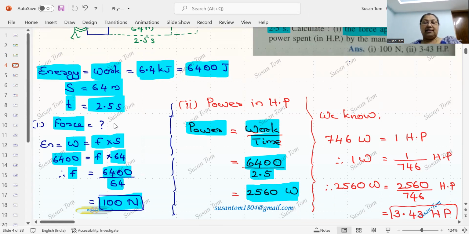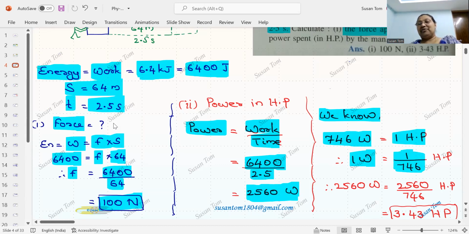This is in watts. You have to convert it into horsepower by taking this relation, we know 746 watt is equal to 1 horsepower. Therefore, 1 watt equal to, unitary method, basically 1 watt is equal to 1 over 746 horsepower. Therefore 2560 watt equal to multiply with 2560. You get this much horsepower. 3.43 horsepower is the answer.